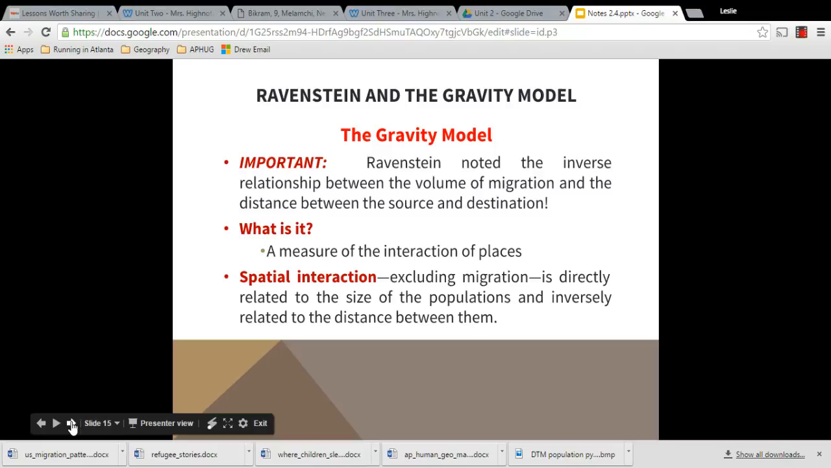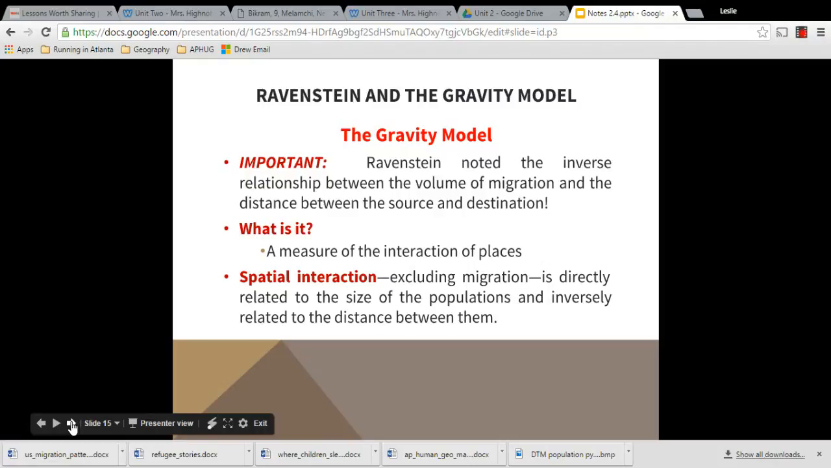So Ravenstein is also related to the gravity model. The gravity model is important because Ravenstein noted the inverse relationship between the volume of migration and the distance between the source and destination. Okay, what the heck does that mean? Basically, what he said is that there is a backwards relationship between the volume of migration and the distance between the source and destination.